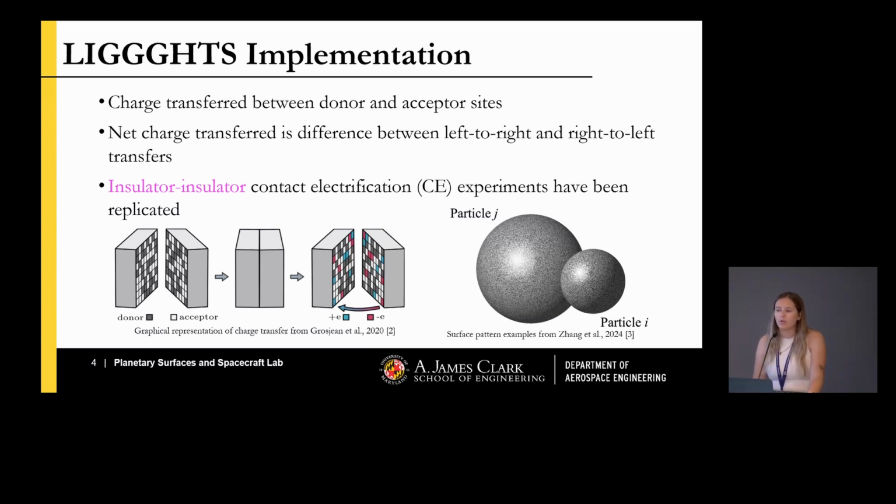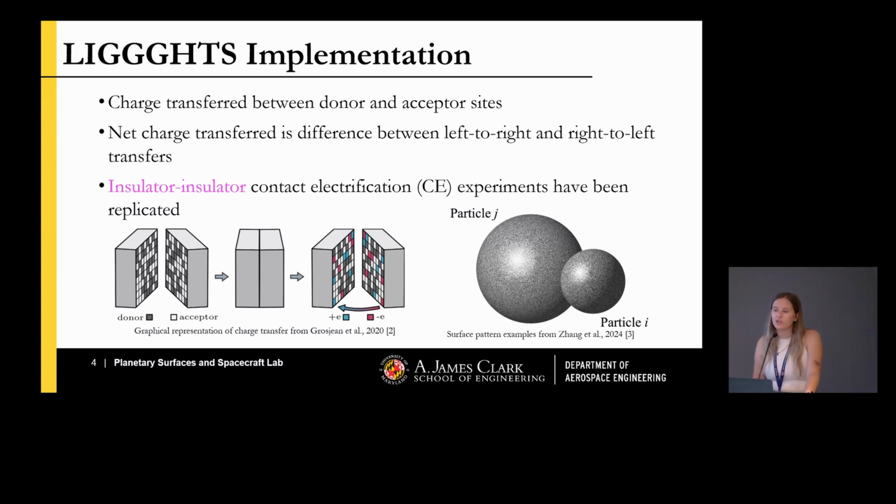And when we model these grains, we can envision the patches on the surface of the grains. So that's these spheres here. The gray spots will be donors, and the light gray spots will be acceptors. And as these grains are contacting, we can transfer the charge between the two of them. So this patch surface tribocharging model has been implemented in LIGHTS by a postdoc from our lab.